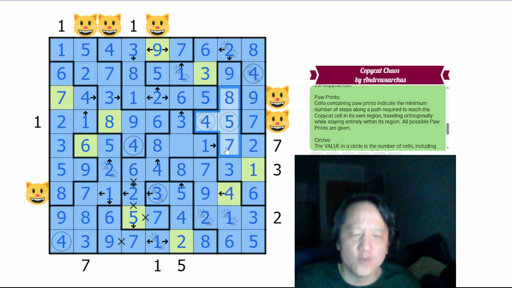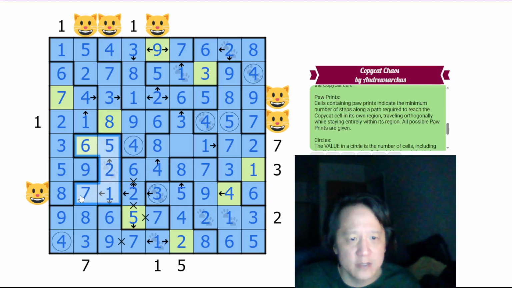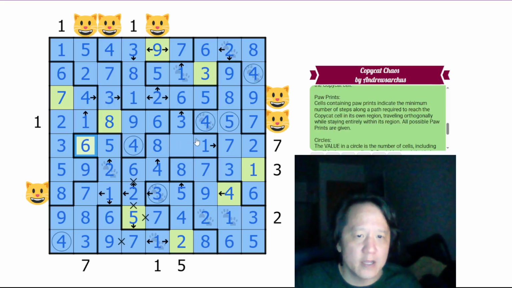This sees 4, which it has a circle. This sees 5, which it has a circle. This sees 1, 2, 3, 4, 5, 6. This sees 5. This sees 5. This is copycatting a 2, and it sees 5. And this sees 3. So that's fine there. Region 6. Region 7. This is copycatting a 1.